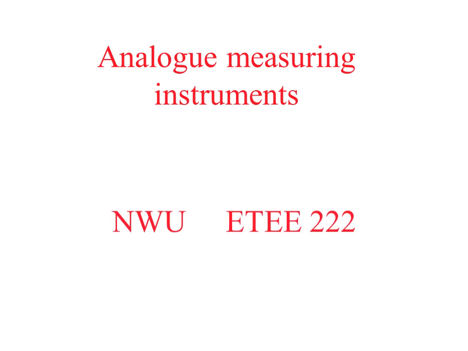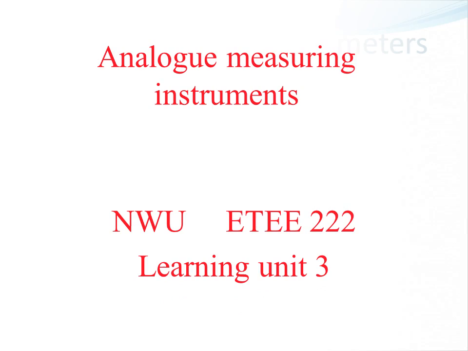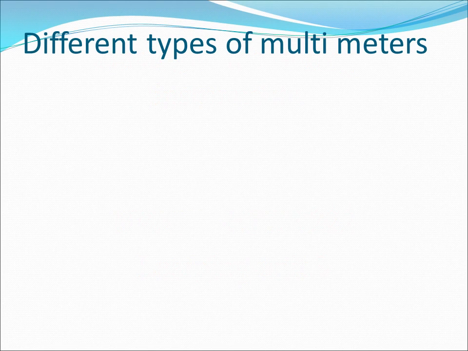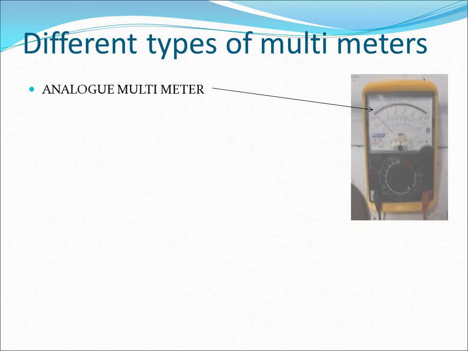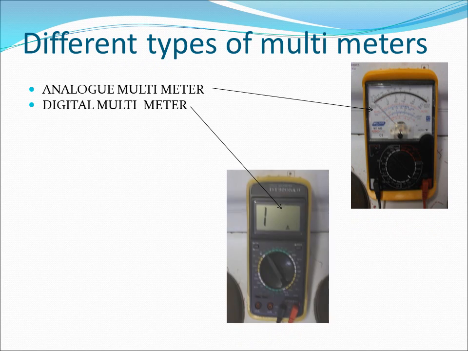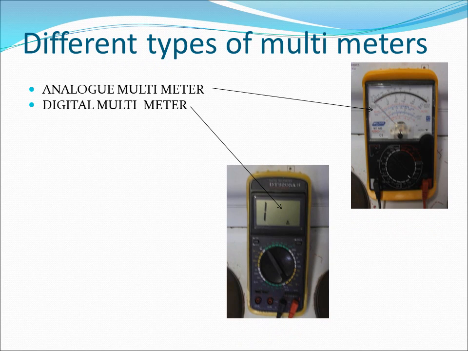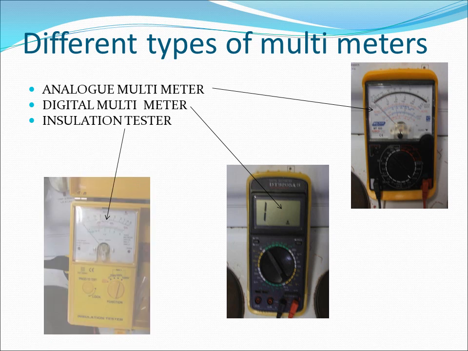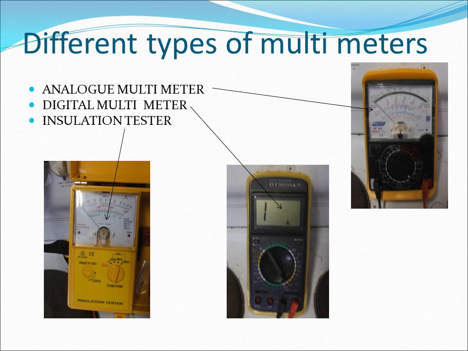Analog measuring instruments. Northwest University, course ETEE 222. Learning Unit 3. Different types of multimeters. The older technology gave us analog multimeters. Current technology gives us the digital multimeter. And then we also have a specialist meter, which we call the insulation tester.